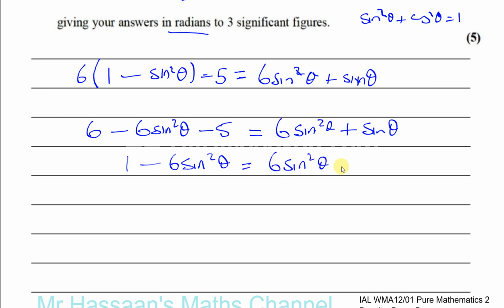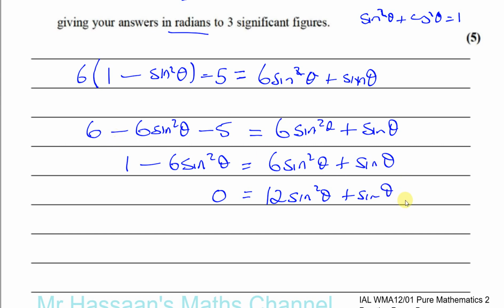Now, if I bring everything on this side, I'll have a positive sine squared theta term. So I've got to add 6 sine squared theta to both sides. That will give me 12 sine squared theta, and I'll have plus sine theta, and I'll have minus 1.